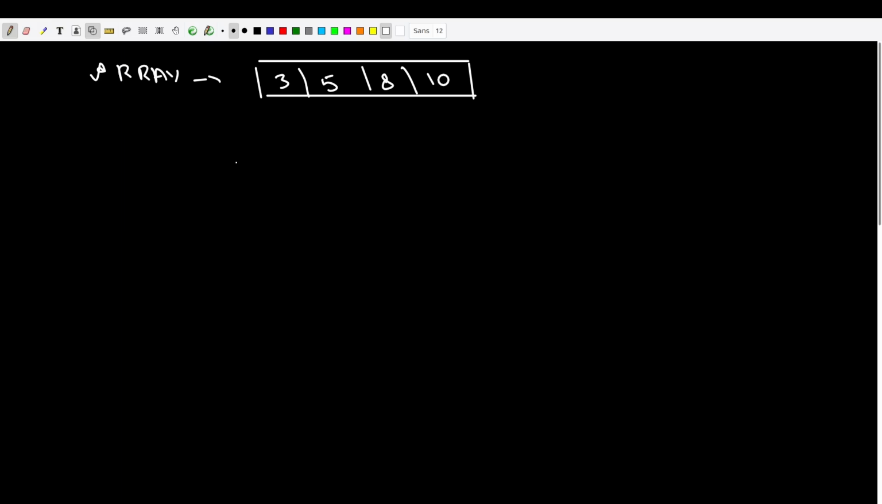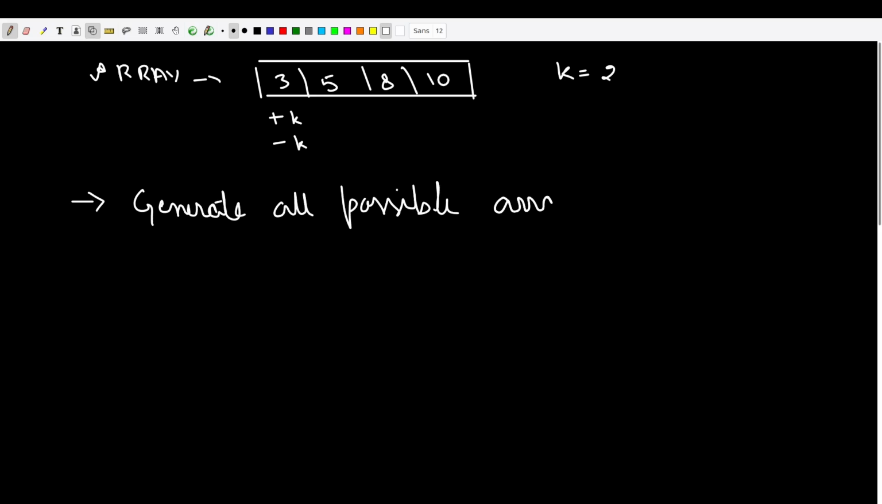What we can do is add k to each of the elements, or subtract k from each of them, and here the value of k is 2. So in the brute force solution we will generate all possible arrays. What I mean by this is, the size of the array is 4, and each element of the array has at most 2 options. So the total number of combinations will be 2 to the power 4, which is 16.